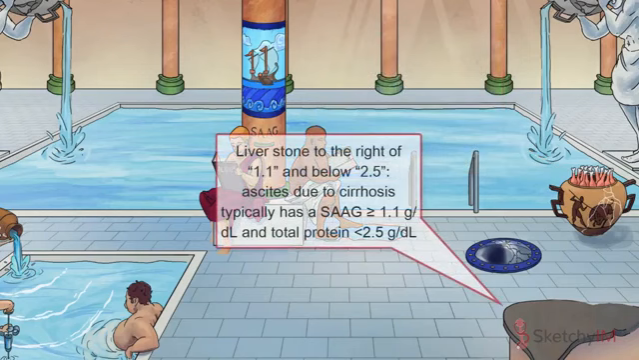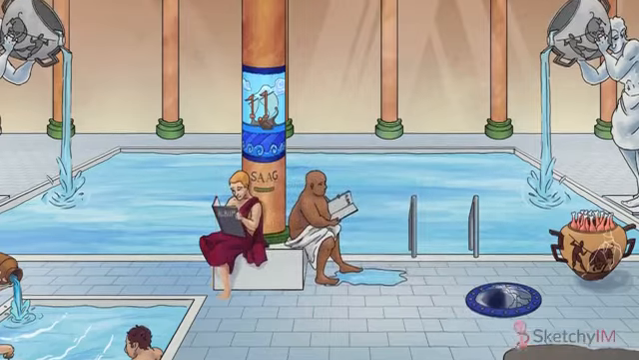This big stony liver rock bench represents ascites due to cirrhosis, which typically has a SAG greater than 1.1 and a total protein less than 2.5. Cirrhosis is by far the most common cause of ascites in the United States. It results in portal hypertension and splanchnic vasodilation, which promote the transudation of fluid into the peritoneal cavity. Hypoalbuminemia and, consequently, a low plasma oncotic pressure also contribute to this process.